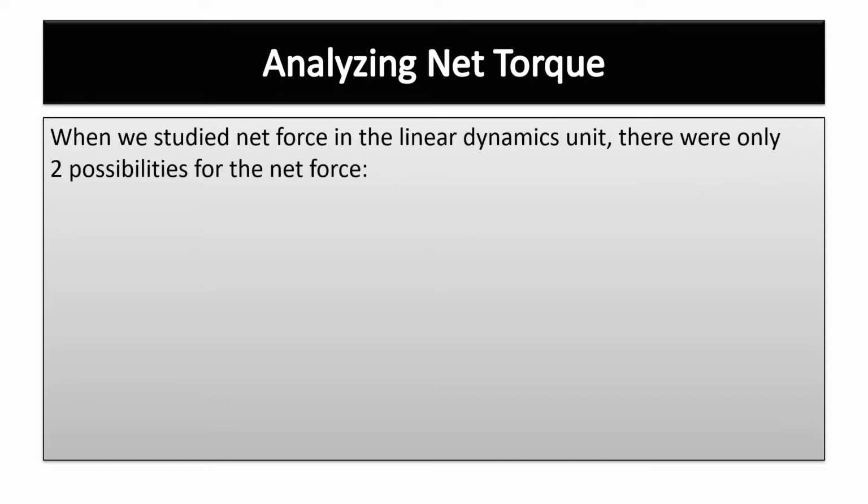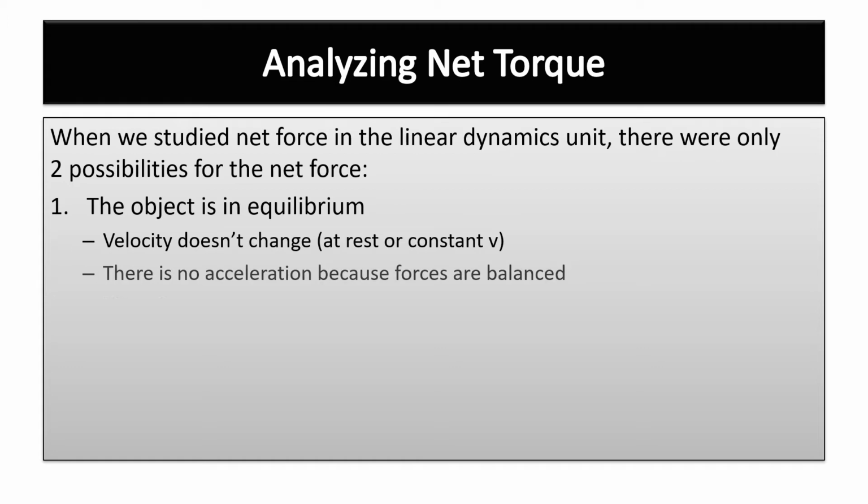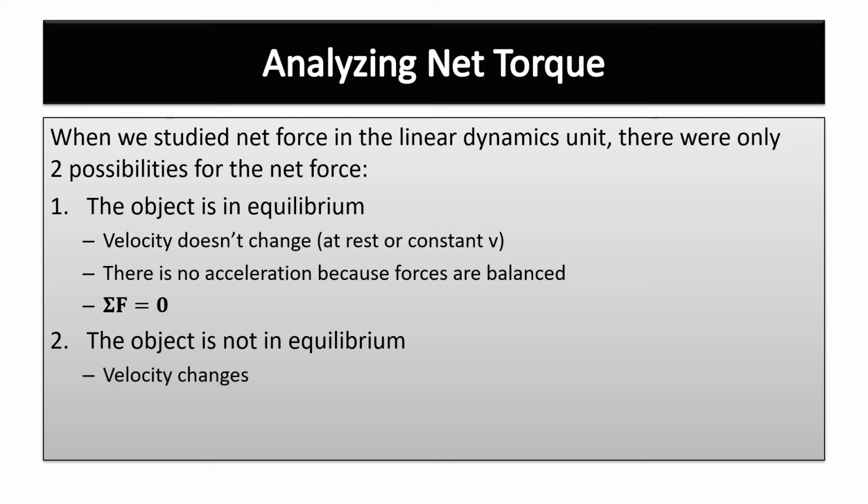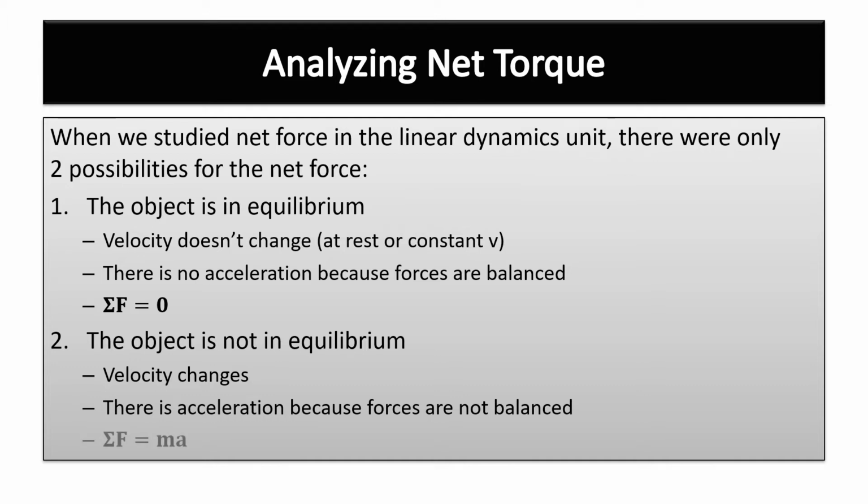So let's talk about analyzing net torque again. Just as a reminder from yesterday, there's two possibilities. Either the object is in equilibrium, where the velocity doesn't change, there's no acceleration, the net force is zero, or the object is not in equilibrium, and that's what we're going to be doing today. And when we did dynamics, we said, okay, it's not in equilibrium. That means the velocity is changing because there's an acceleration. That acceleration is caused by unbalanced forces, and the net force, when you add them together, is equal to ma.